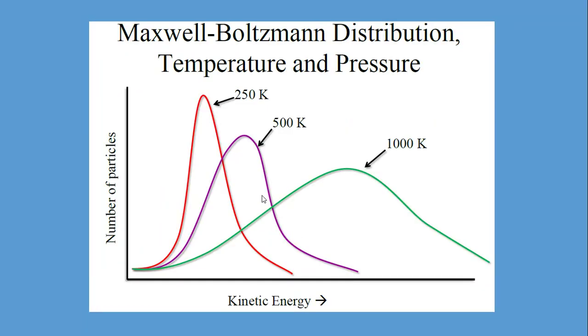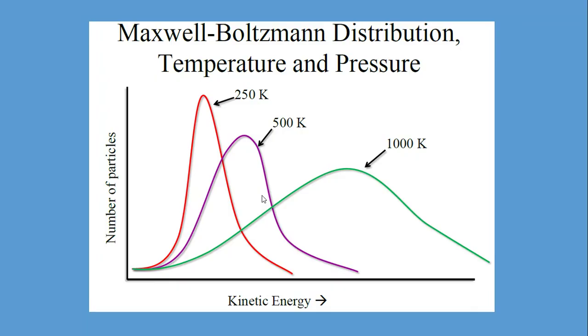Now, what this shows is the Maxwell distribution and temperature and pressure. A lot of times you'll hear it as the Maxwell distribution, sometimes as the Boltzmann distribution. It's the same concept. But what you're looking at here is the number of particles versus kinetic energy. Underneath the curve, it shows where your particles are moving.